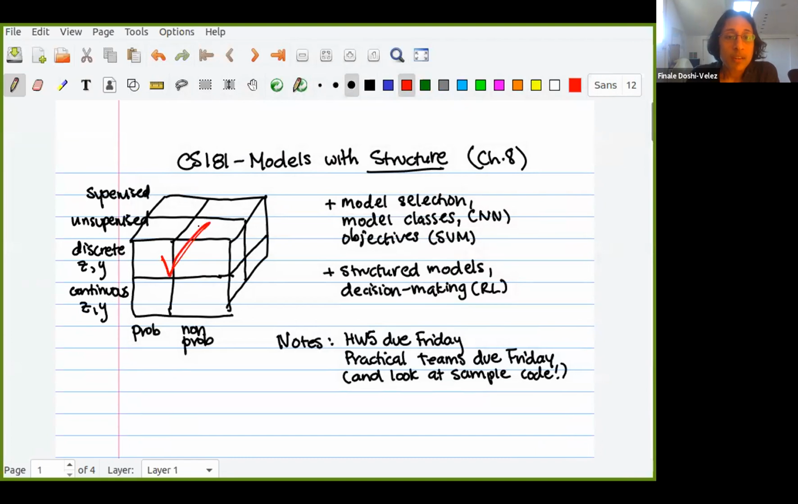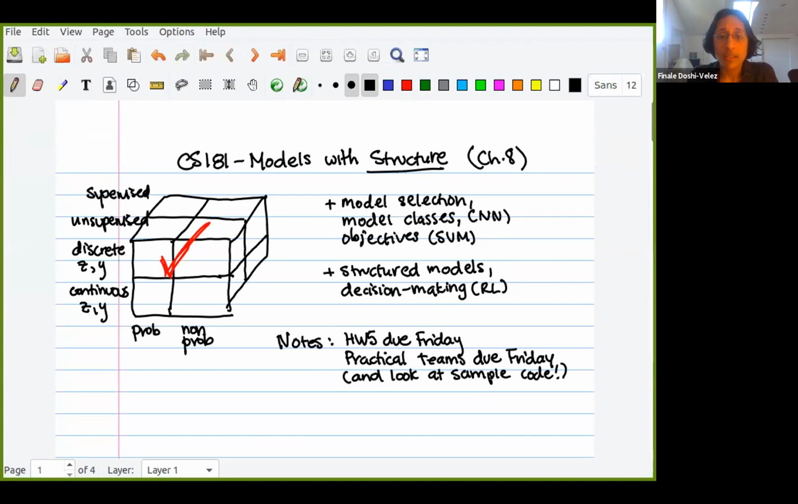And most of these models were relatively simple. So what we ended up doing is that we took some time in the first half of the semester to talk about model selection and model classes, objectives. And now we're going to, in some ways, continue the conversation about extensions or going beyond this cube. We're going to talk about structured models for the next couple of lectures. And then the last set of lectures are going to focus on decision-making or reinforcement learning.